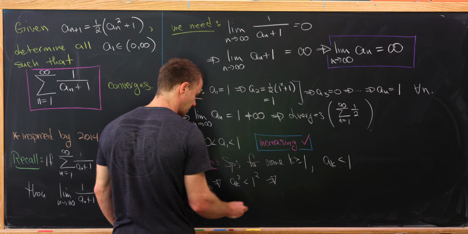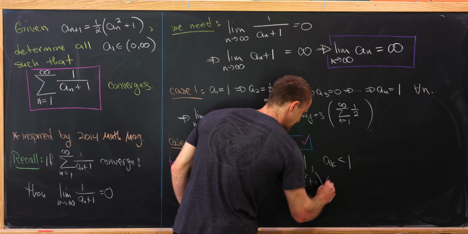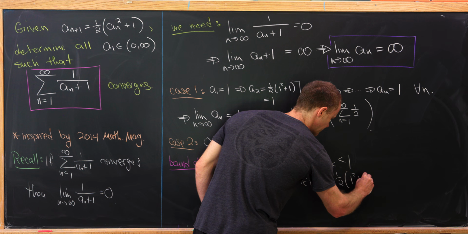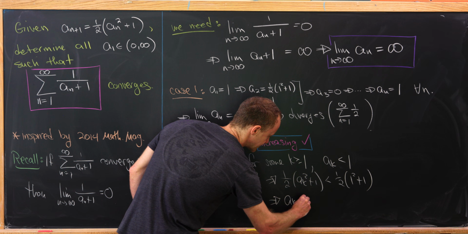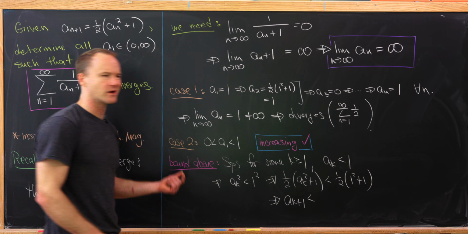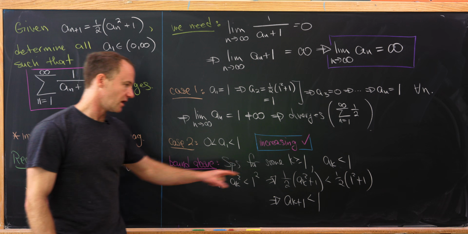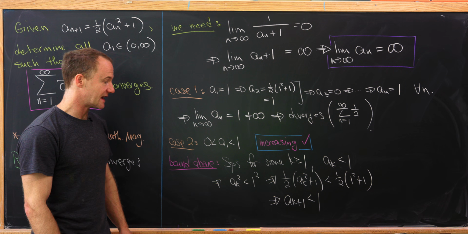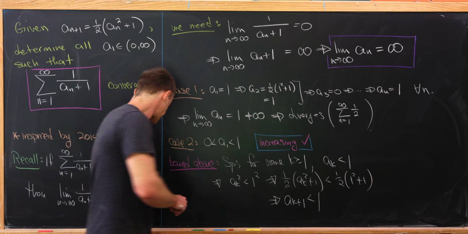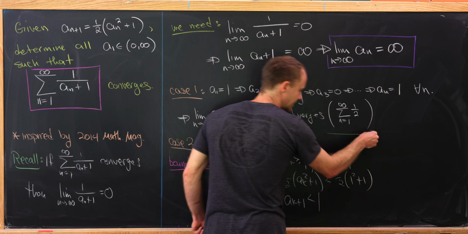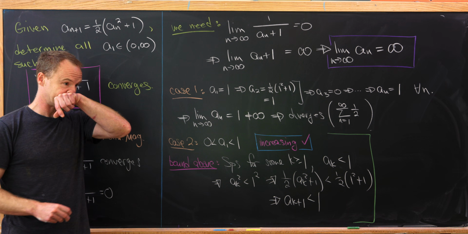But then in turn, that'll tell us that 1/2 a_k squared plus 1 is less than 1/2 1 squared plus 1. But notice this part is a_{k+1}, and this part is simply 1/2 1 plus 1, or in other words, the number 1. So it follows that if a_k is less than 1, then a_{k+1} is less than 1. So that means that it's bounded above. Okay, so our sequence is increasing and it's bounded above, but that means it converges.